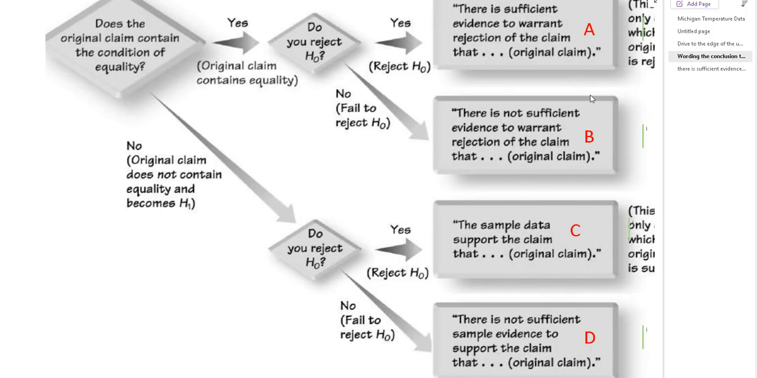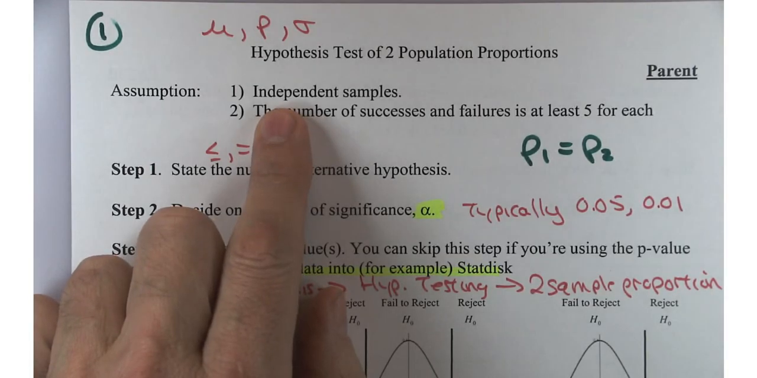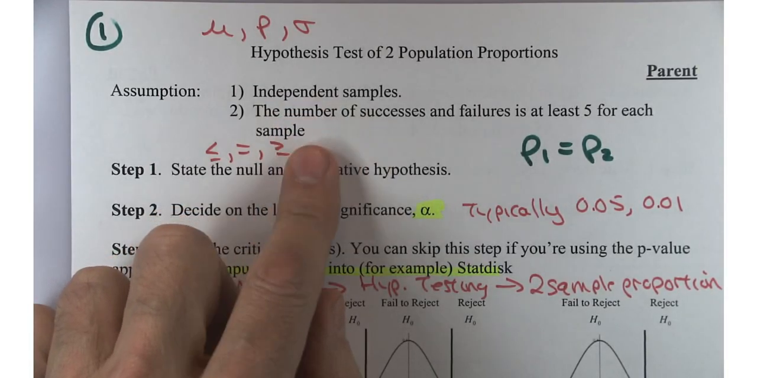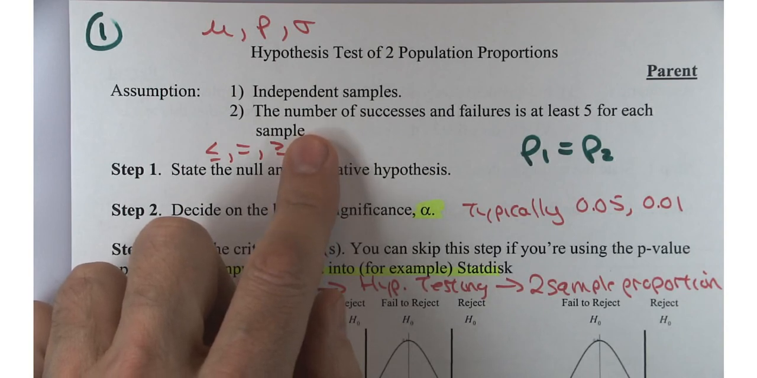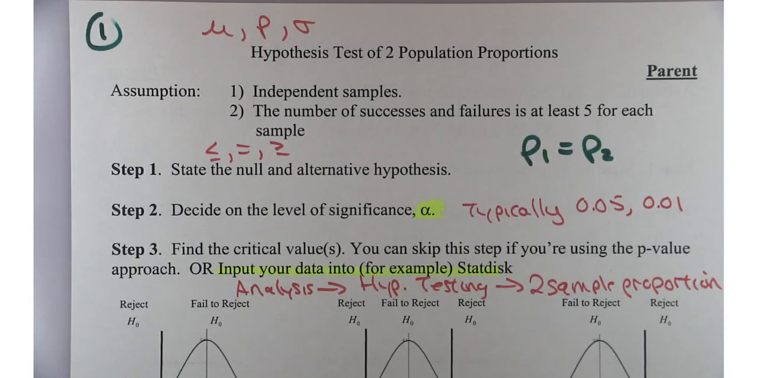Now, there are a couple assumptions that we're going to have to make in doing this test. We want independent samples. What I get from one sample is going to be independent of another sample, and the number of successes and failures for each of these has to be at least 5. So those are a couple of assumptions. Let's start with example A.